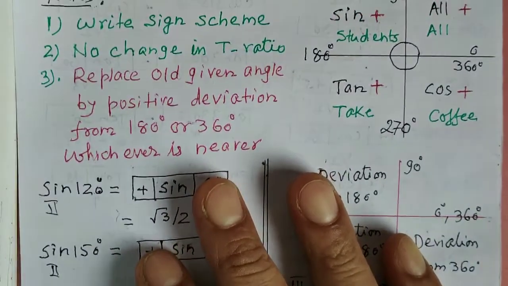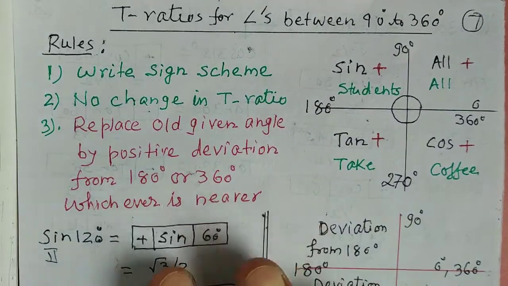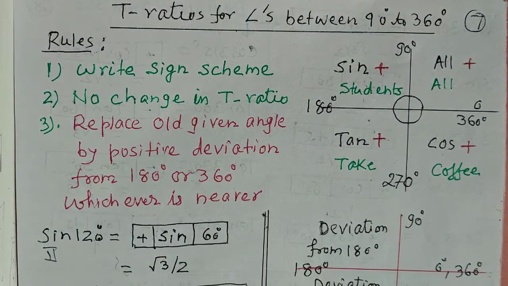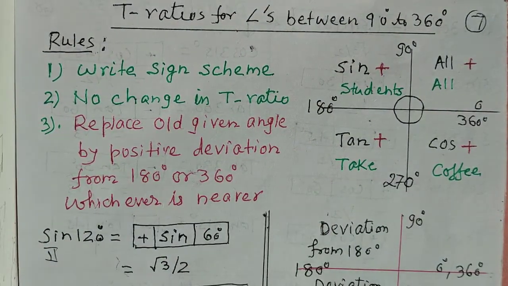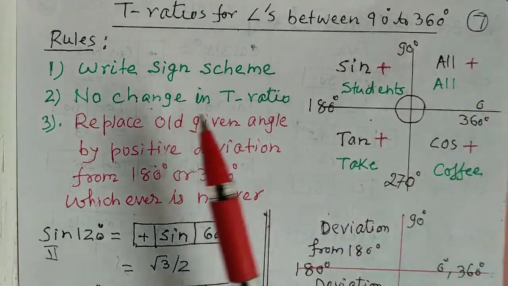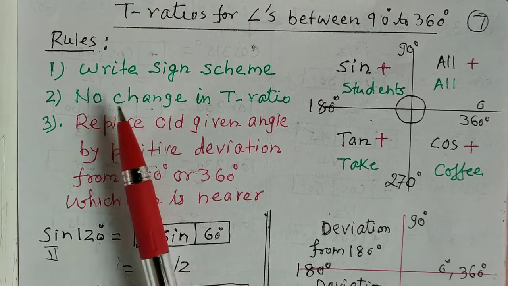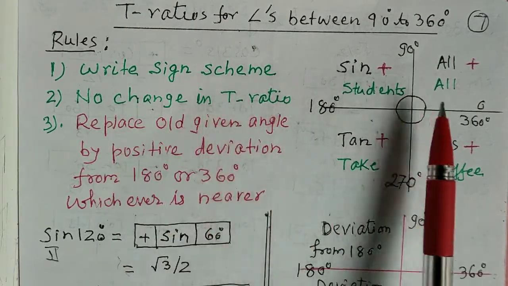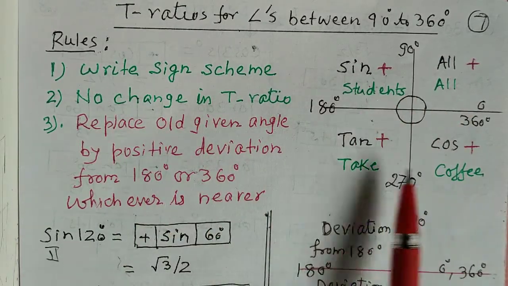Now just see, this is the rule to be followed. Trigonometric ratio for angle between 90 to 360. This is the rule. Write the sign according to this: All Students Take Copy.